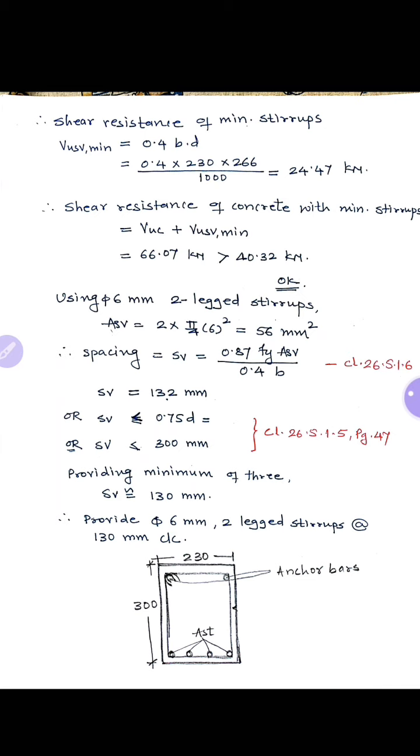Now we will be calculating the combined shear resistance available. Combined means what are we going to combine? Shear resistance of concrete with shear resistance of minimum stirrups. So this comes out to be 66.07 kilonewton, and definitely now this value is substantially more than 40.32 kilonewton, which is okay, which is safe.